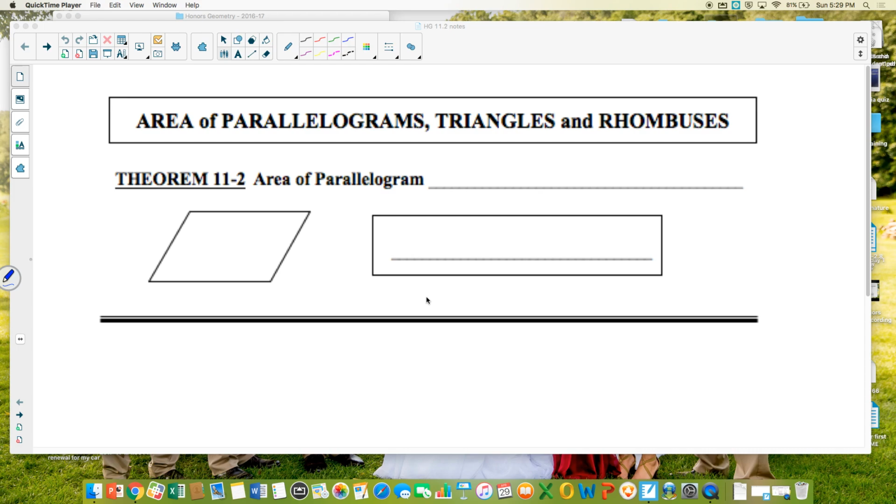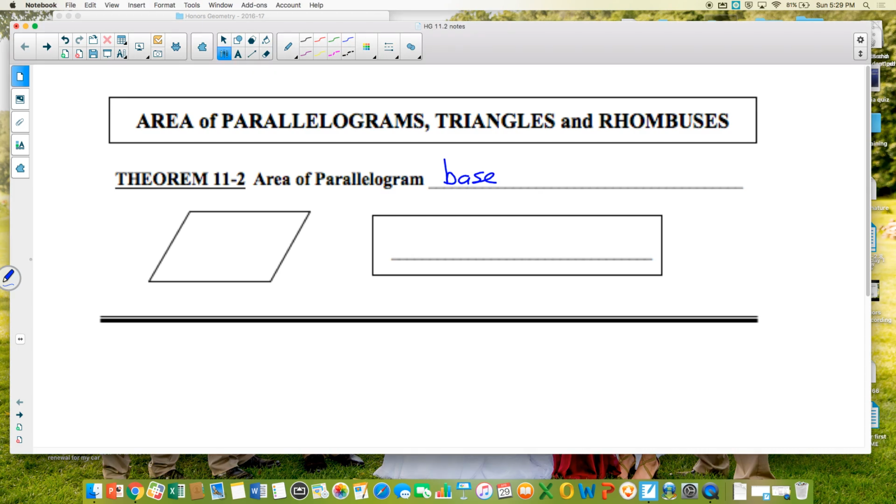Theorem 11.2 is the area of a parallelogram. And this is based on area of a rectangle. So this formula comes from the area of a rectangle. Thinking back to yesterday, referring base to height, if we refer to this side as our base, to find the height, we would have to find the perpendicular distance across from the base. So our height would be this distance here.